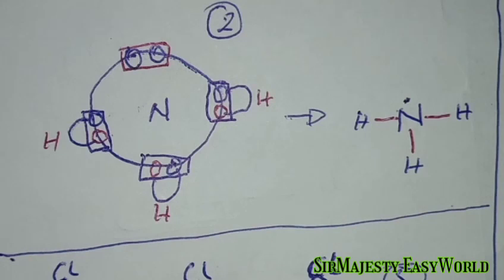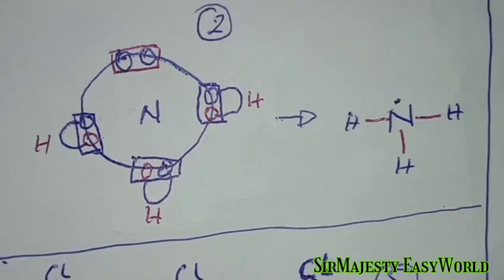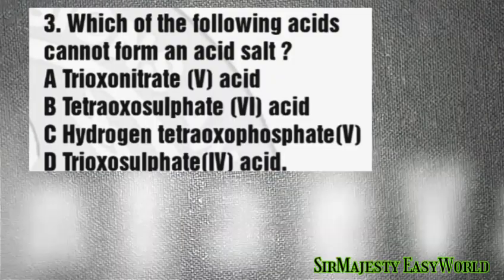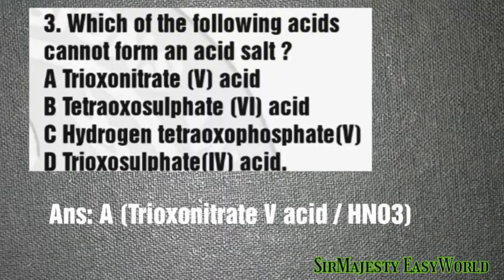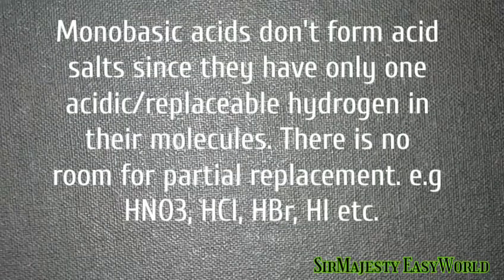This is the opposite of water. Water has two bond pairs and two lone pairs. Number three, you see the answer on the screen, that's tribasic acid. You should know that monobasic acids don't form acid salts since their molecules have only one replaceable hydrogen. Examples are HCl and HNO3. So the correct answer there is A, tribasic acid.